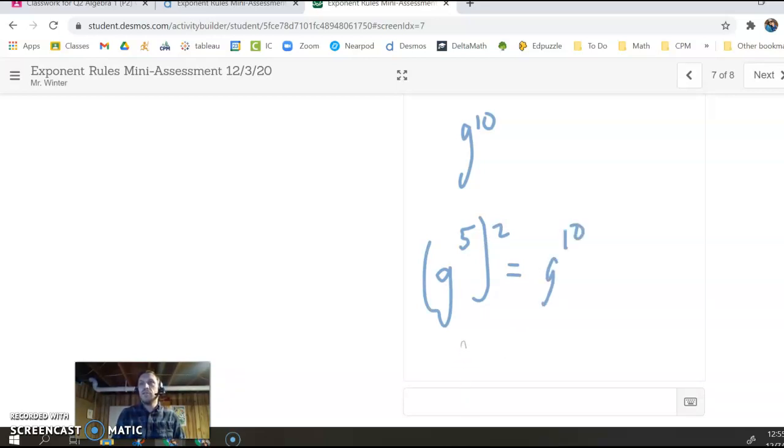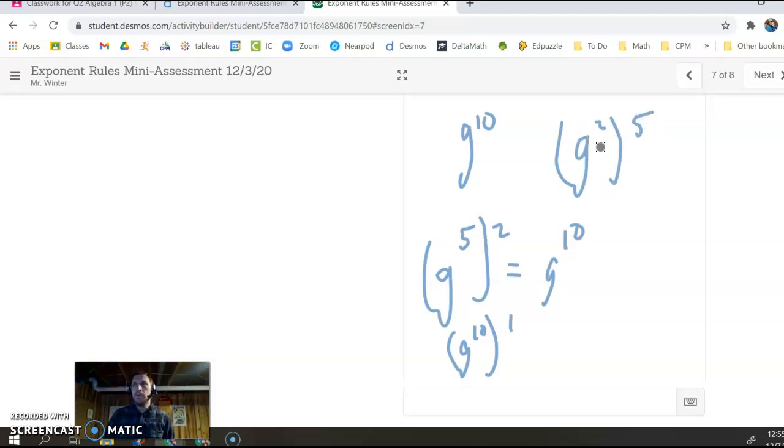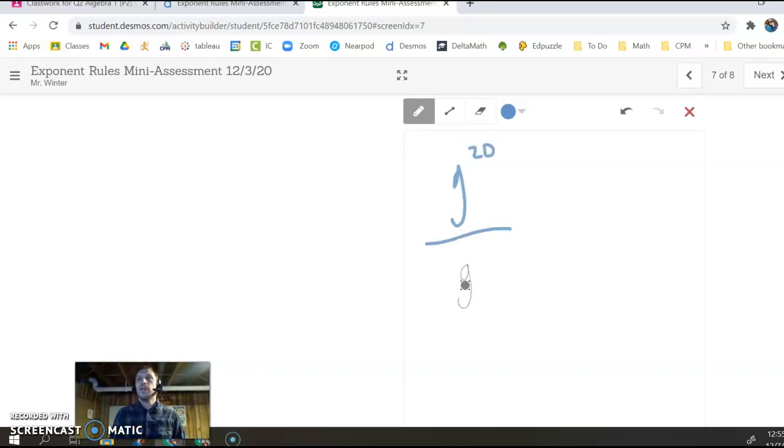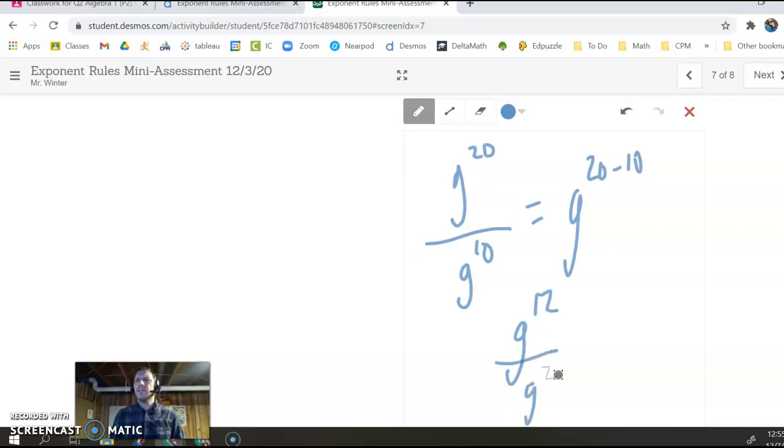We could say g to the 10th times 1. We could say g to the 2nd times 5. A few possibilities there, right? But with the power to a power, remember, you multiply. We could use the quotient rule as well. I could have g to the 20th over g to the 10th, because when we have that, we subtract the exponents in the quotient rule, and we get g to the 10th. But you could really do just about any combination, just as long as your exponents subtract to 10.